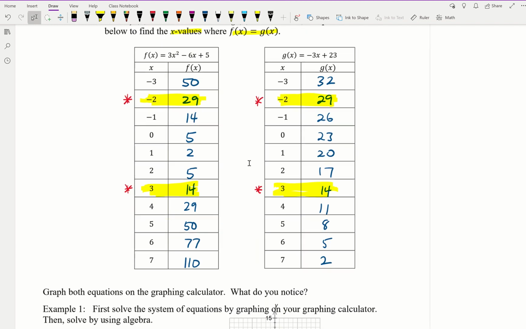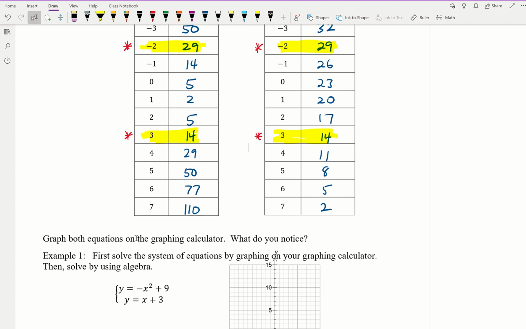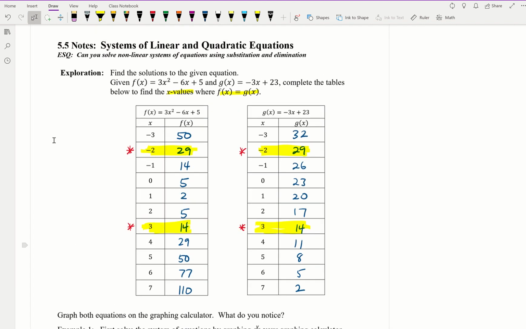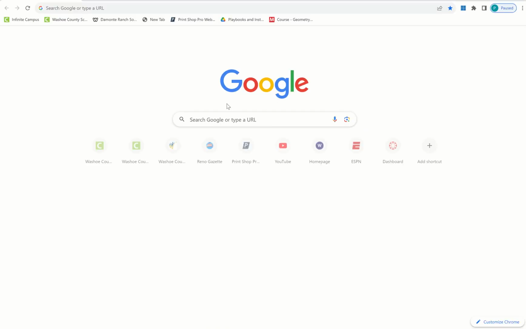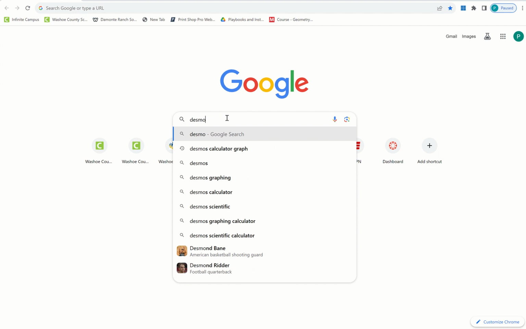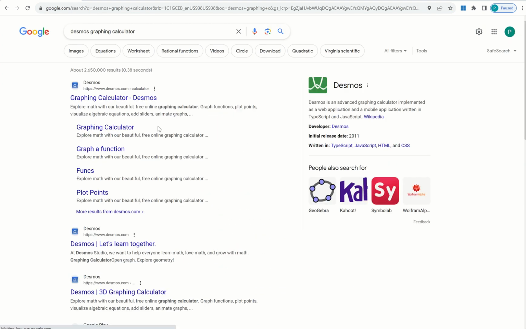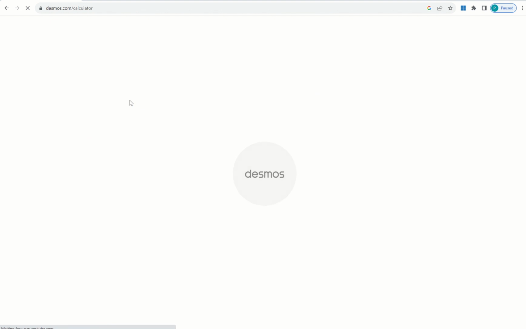Now, it says to graph both equations on a graphing calculator. If you don't have a graphing calculator, there is something available to everybody that's free on a device called Desmos. If we pull up any browser, we can type in Desmos, D-E-S-M-O-S, graphing calculator. This is a free calculator that we can use.